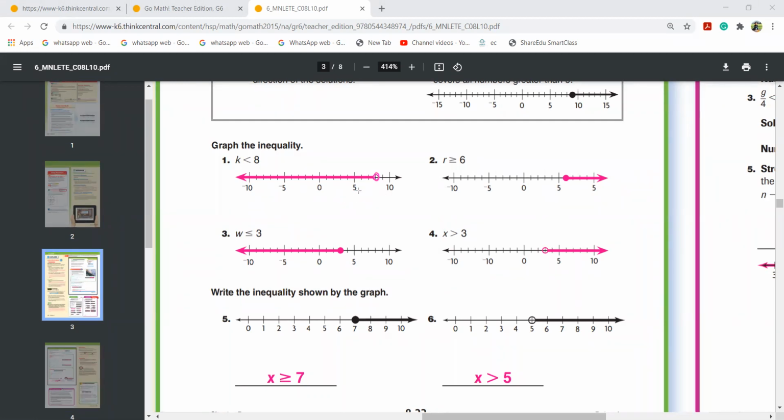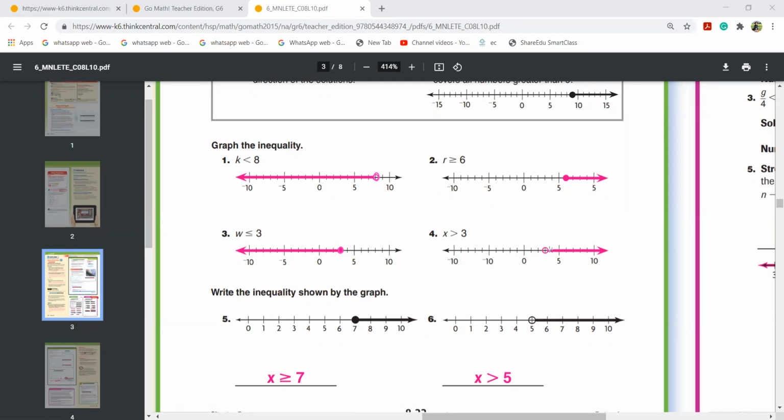And then I move to the left-hand side. I don't go to the right. Why do I move to the left? Because it is less than. I go to the last left. Now r is greater than or equal to 6. I will start from 6 and go on because it is greater than. Here it is less than or equal to 3. I'll put my mark at 3 and I'll go to the left-hand side because it is less than.